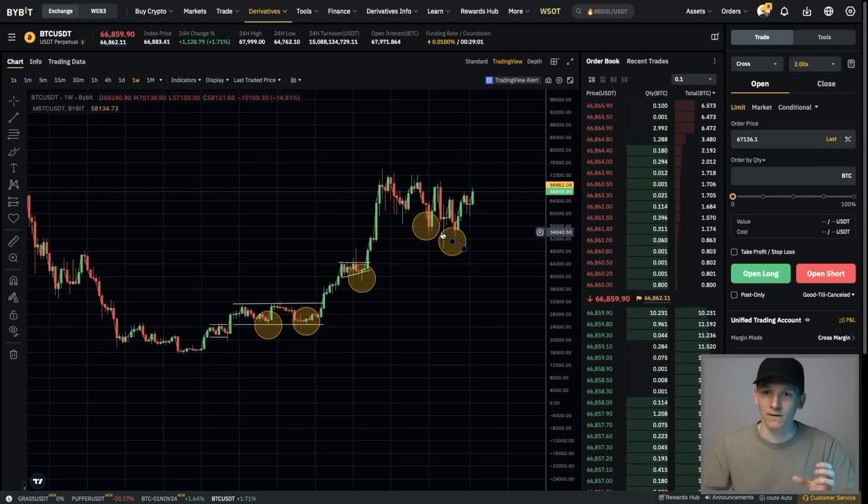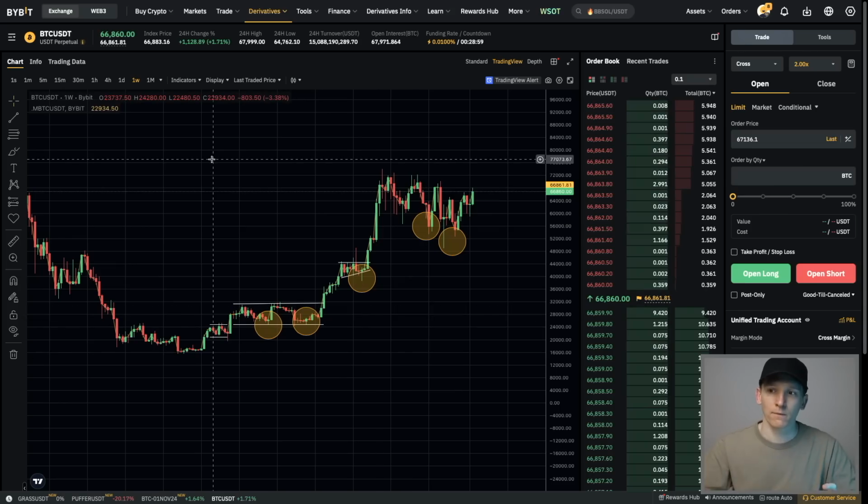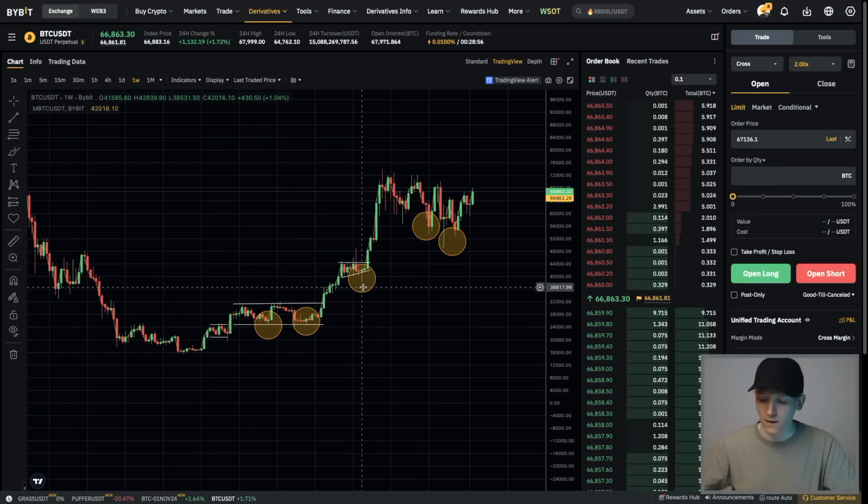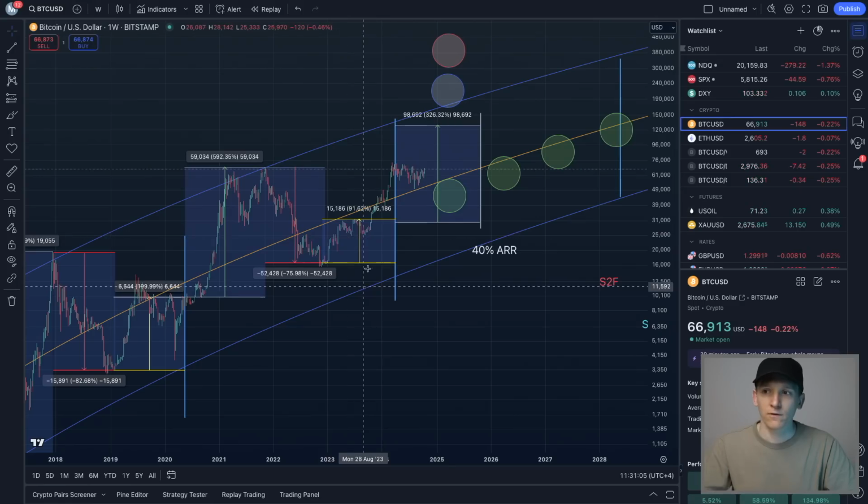But if you want to be a little bit more active, even in the spot market, if you're just buying and holding Bitcoin, these are the areas you have to get in. You can use Fibonacci, you can use the drawdowns, it's all here, right? So that's how you would trade spot, in my opinion.